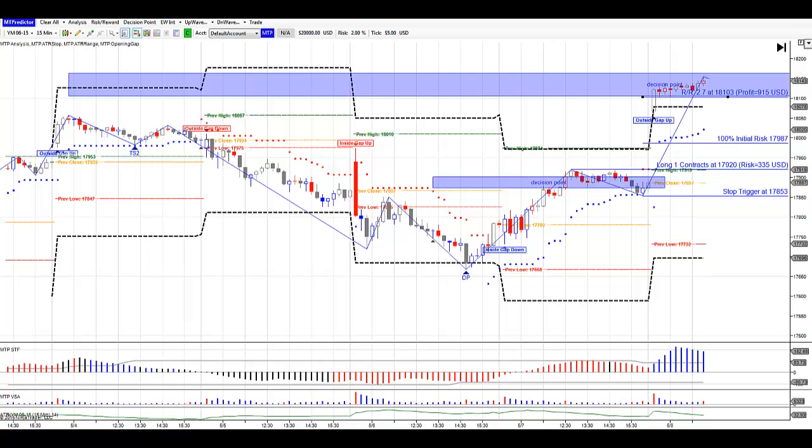If this wave 4 DP holds as resistance, the trend should continue down. If they take it out to the upside, the tendency is they're going to erase this whole 5-wave sequence down to the upside, just like they did here.